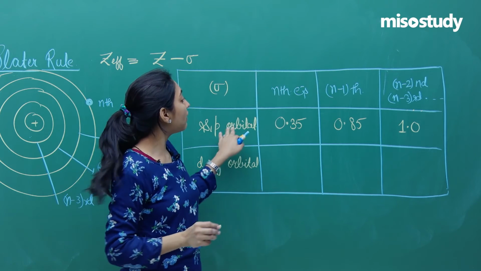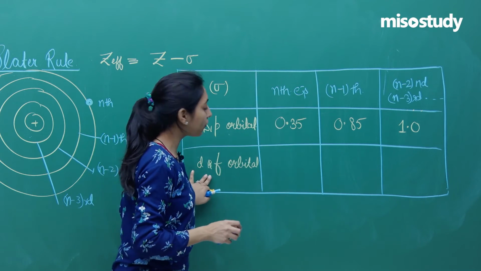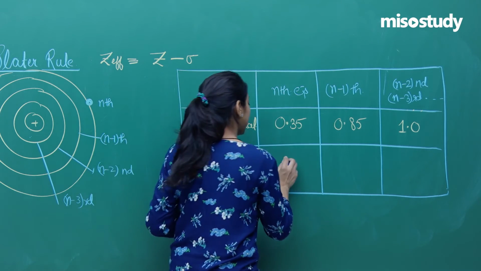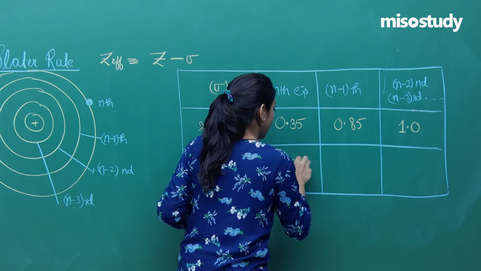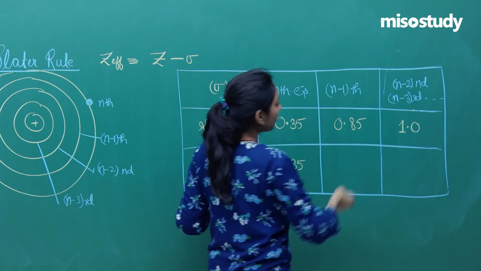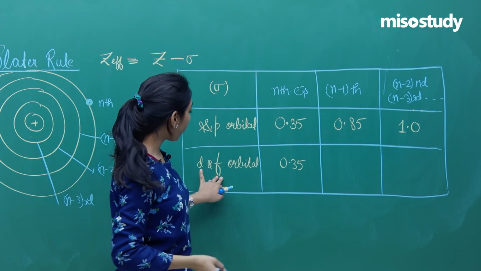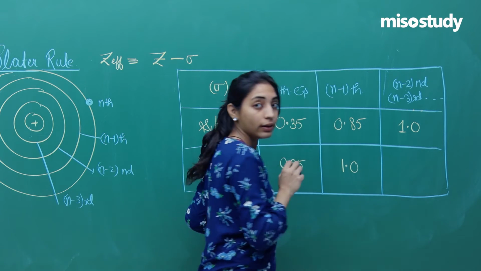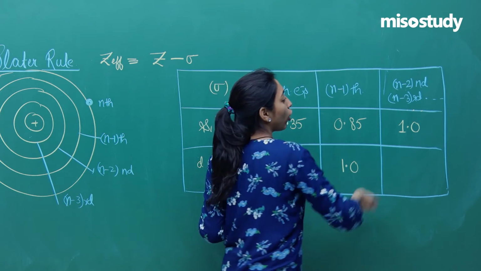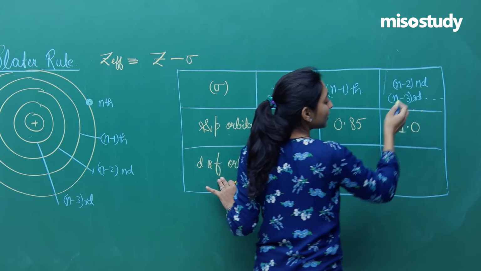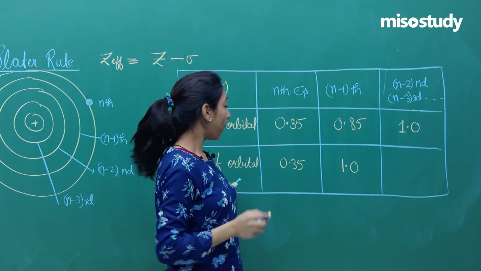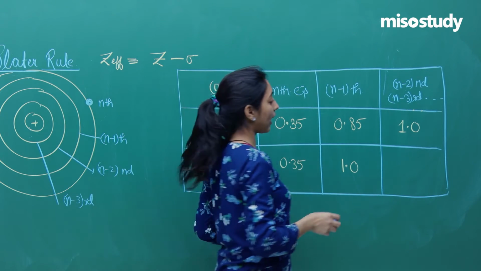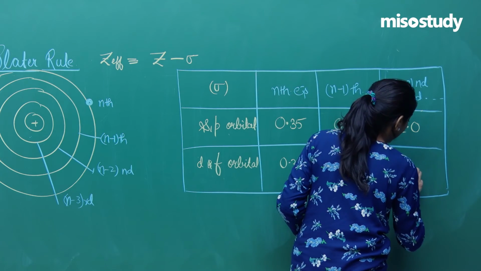Similarly, if it is the nth electron of d and f orbital, the value will be the same, 0.35. If it is an n minus 1th electron of d and f orbital, the value will not be 0.85 but 1. Similarly, if the electron belongs to the n minus 2nd or n minus 3rd orbital, but it is a d and f orbital, again the value will be taken as 1.0.